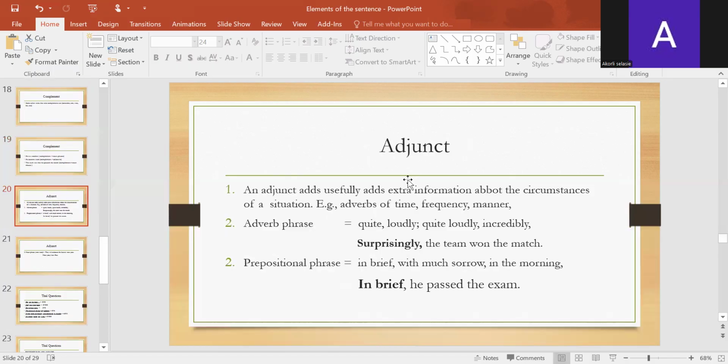Now, adjunct. What is an adjunct? An adjunct adds use.